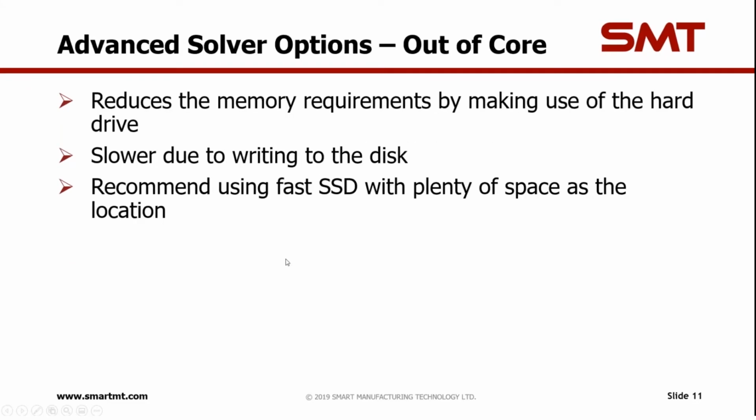Just going to go through a couple of more advanced options that we have in the solver. The first one that we often mention to people is the out of core solver. If you're finding you're restricted in how much memory you have to run your FE condensation within MASTA, we have an option to run out of core. This is slower because it's got to write to the hard disk rather than doing all the calculation within your local memory. So we'd recommend always using a fast SSD with plenty of space as the disk for writing this to.